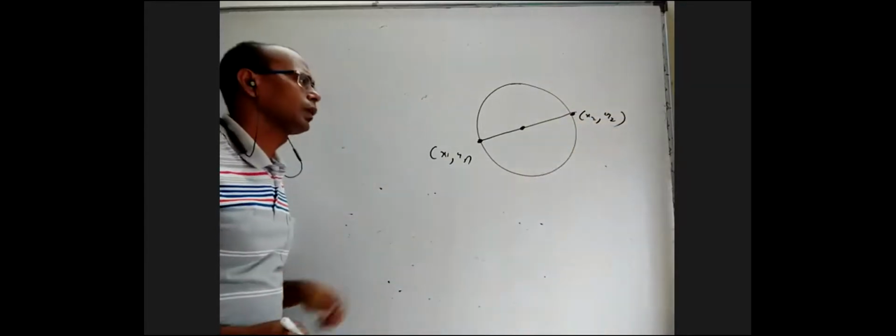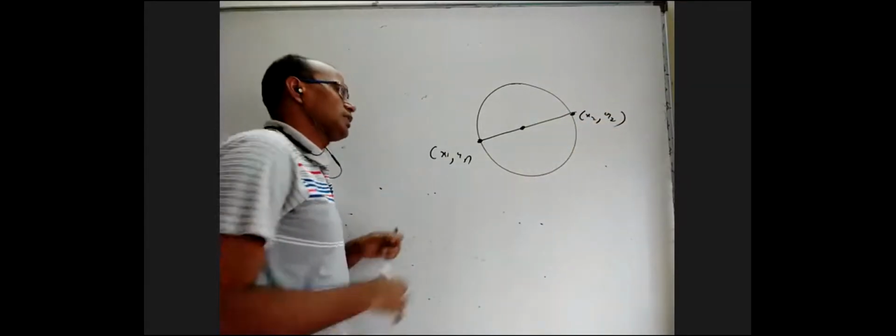Okay. So if you have a circle where this is a diameter, all of you know any chord passing through the center is called a diameter. One end of the diameter is (x1, y1), the other end is (x2, y2). How to find the equation of the circle? Somebody can find the center: the midpoint of these two will give you the center. The distance between them divided by 2 will give the radius.